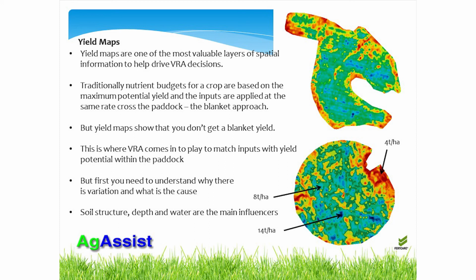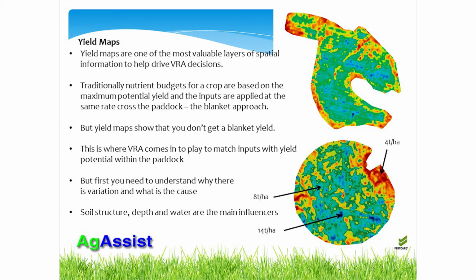So yield maps, as we've seen before in the previous slides, are a fantastic tool. It's proof in the pudding once the yield map comes out. So it's a really good idea to start matching your inputs with yield potential within the paddock. In most cases there's software around where you can start to define zones of similar tonnages.